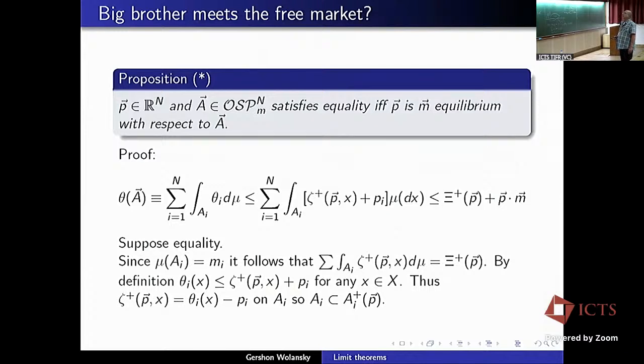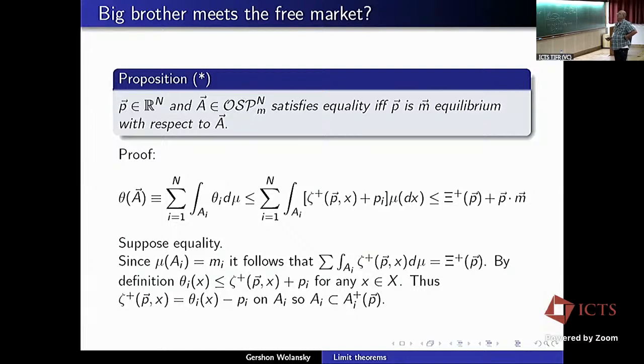So the next proposition closes the loop. We say that if P is a vector in R^n and A is an M partition, the inequality is satisfied if and only if P is an M equilibrium with respect to A. And well, the proof is here.